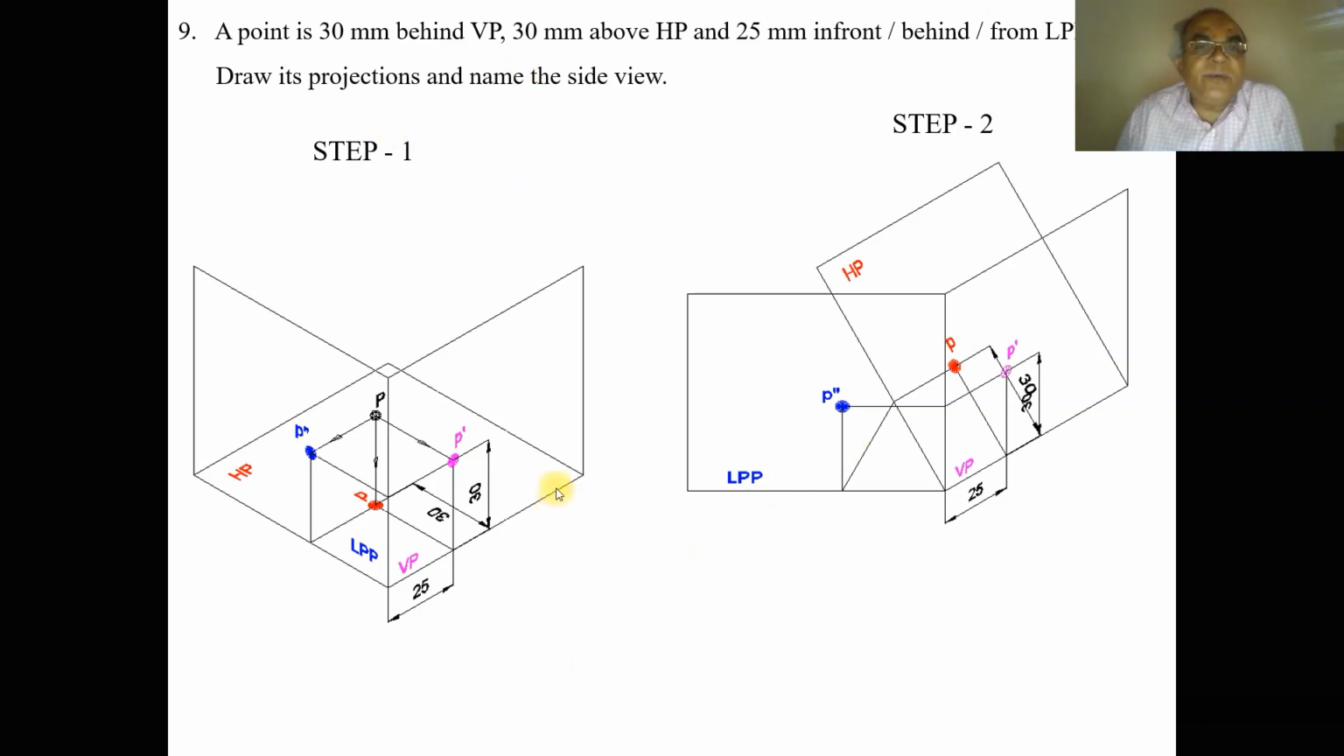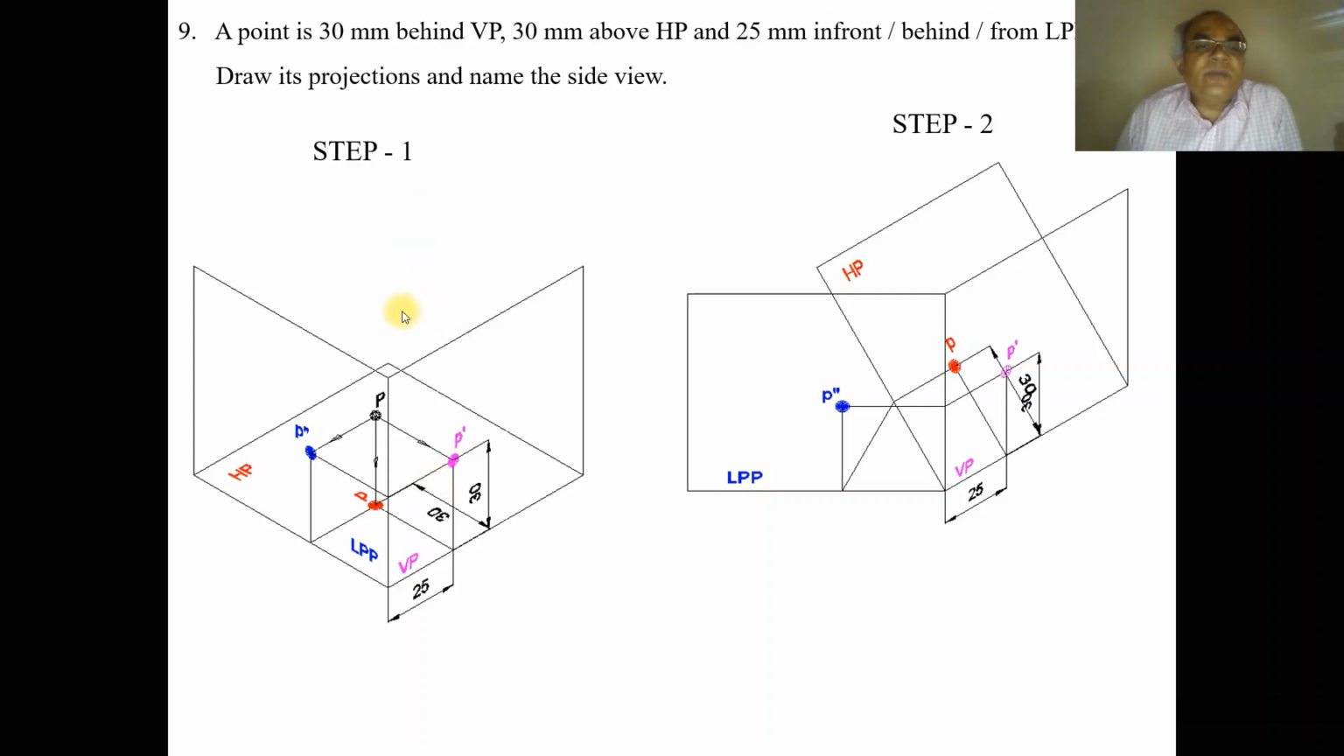When you look from the front view, we can see the distance above HP. That distance of 30 mm above HP is seen when we look from the front, projected onto the vertical plane. Also, the distance behind LPP is seen in the front view. So this distance behind LPP, which is 25 mm, is also seen in the vertical plane.